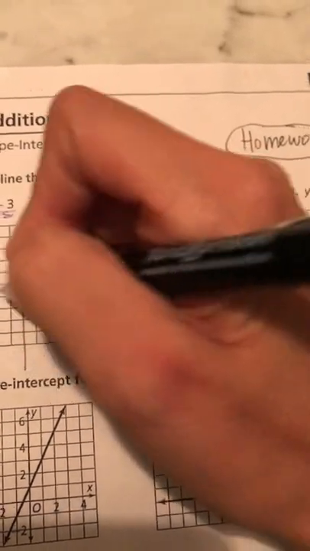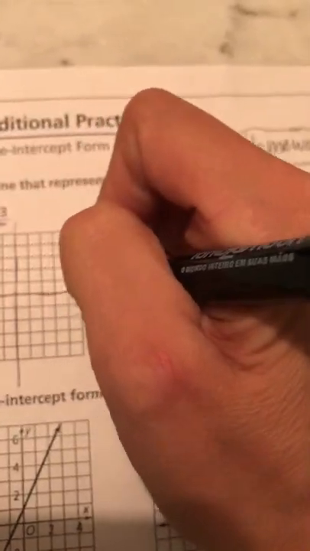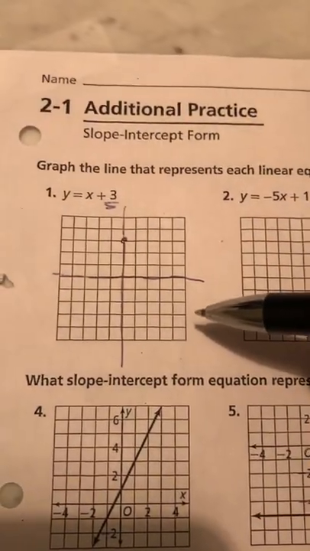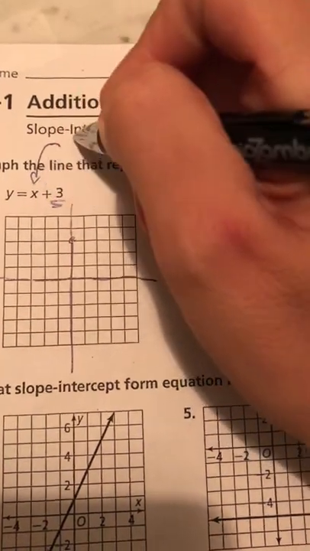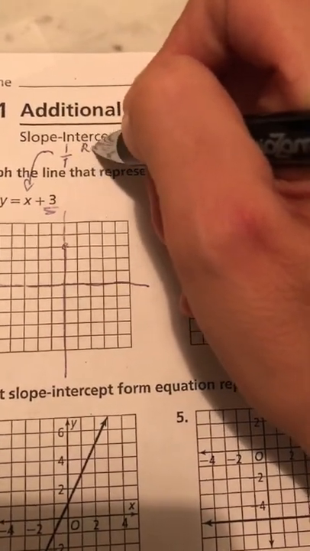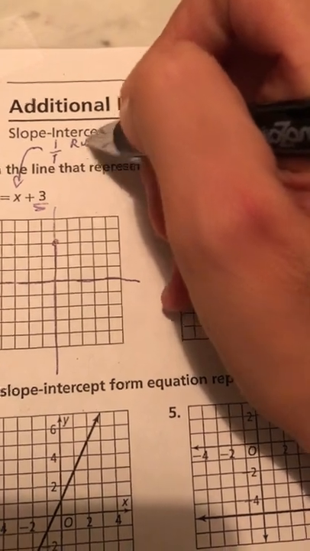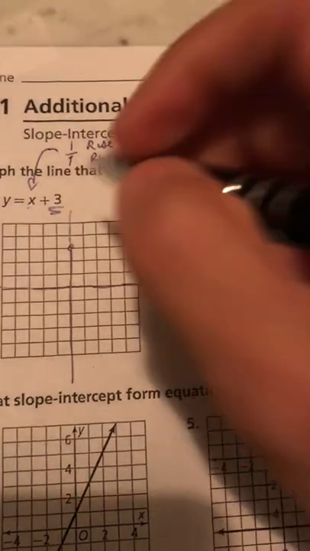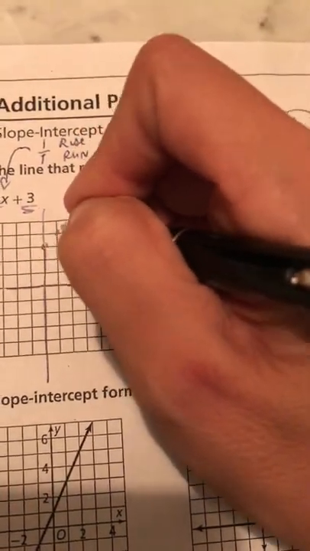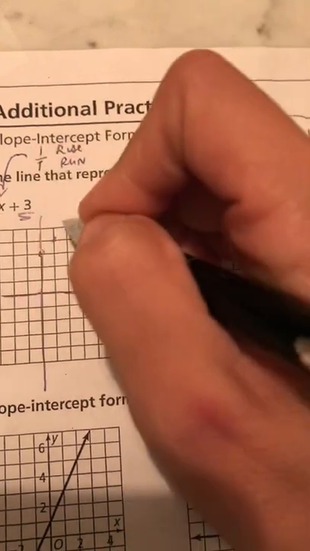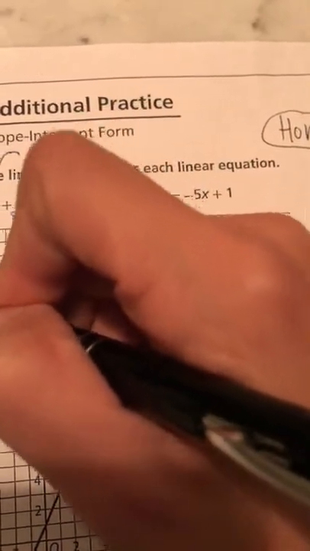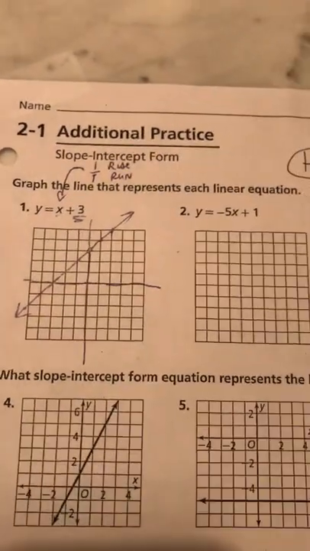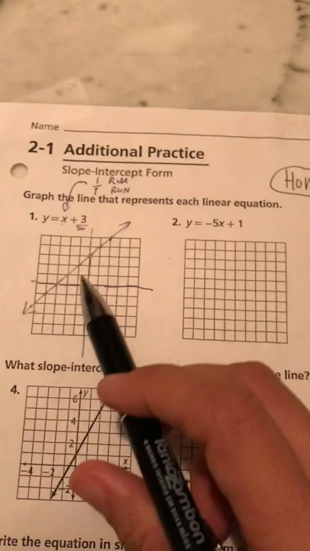So if you put an x and a y axis here, we want it to cross the axis at 3, right? And it has a slope of 1/1. Rise 1, run 1. Okay? So if I go up 1 box over 1 box, up 1 box over 1 box, I should have a line. There you go. All right, here's another one.